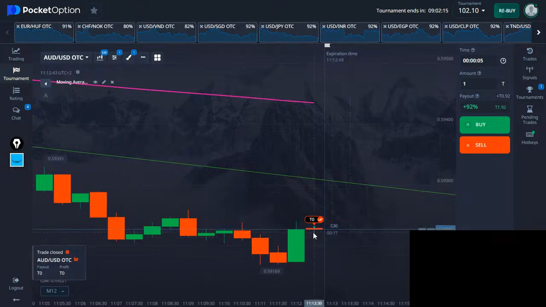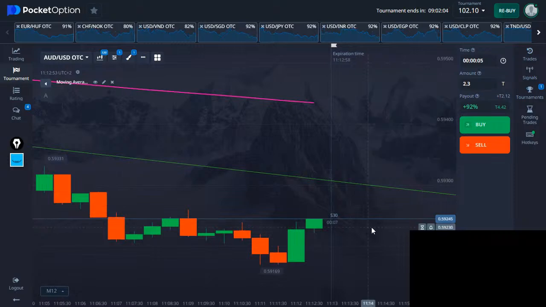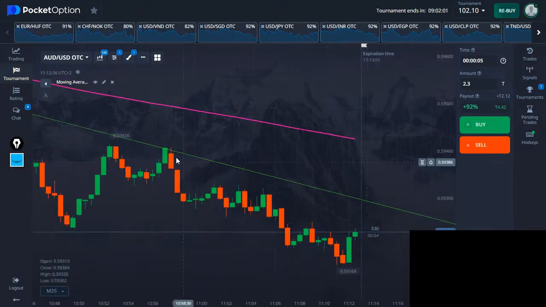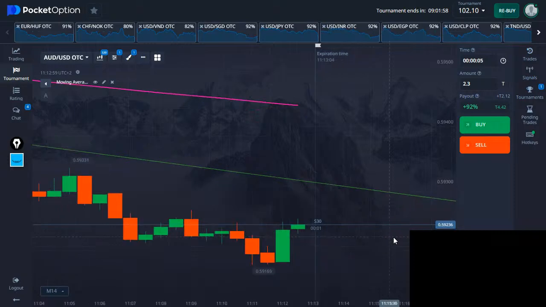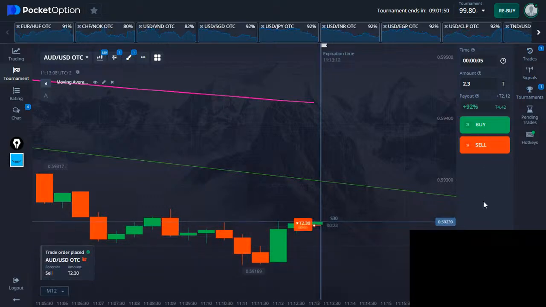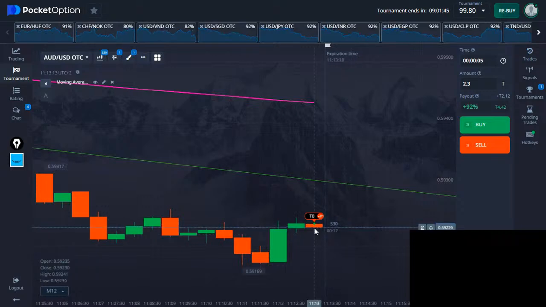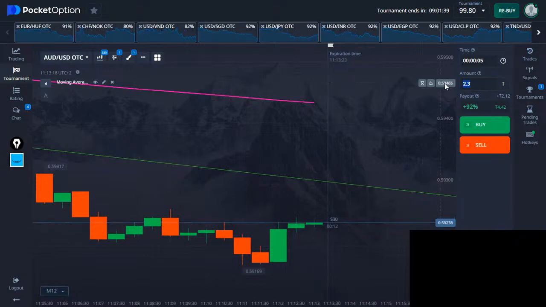Okay, you see, 10 seconds would have been a win. Most probably, not sure. Okay, so let's increase to 2.3 trade amount. See, it's coming back to this trend line. Give me red, green, red. Okay, we go for sell. Okay, so 10 seconds in this case, let me see. 10 seconds would have been a win. Let's increase the amount to 5.5.